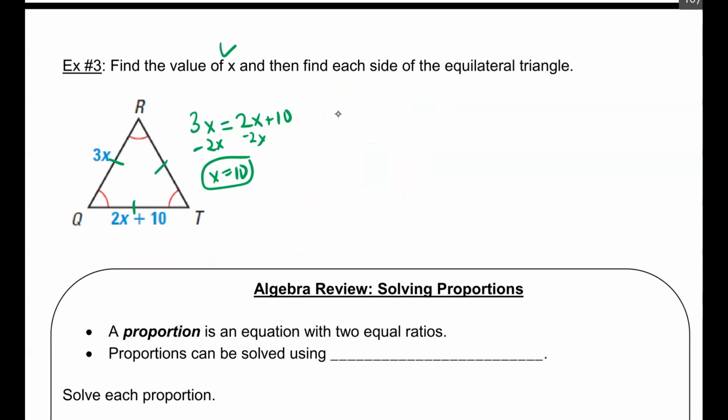Now, we have to find the value of x, we're done, and now find each side of the equilateral triangle. So all the sides are the same length, so you just have to pick one side and substitute in x equals 10.